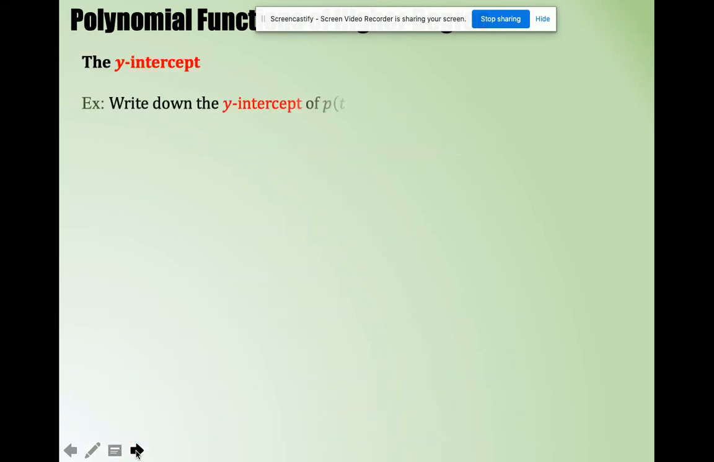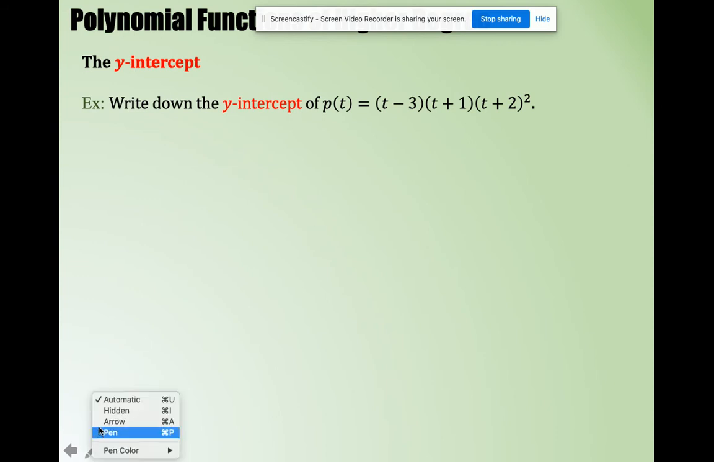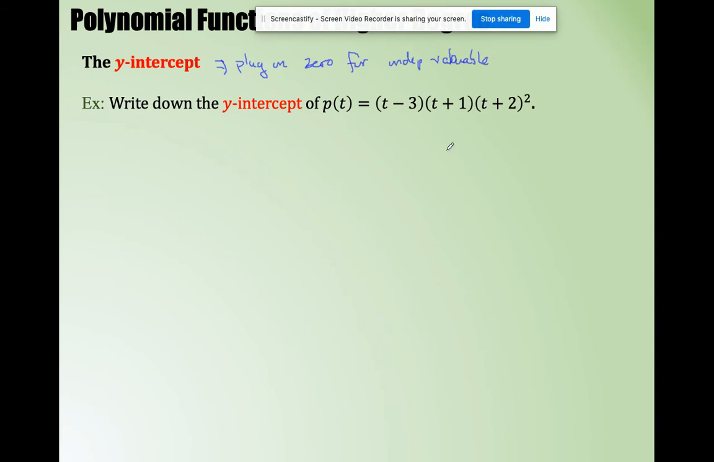Oh, that y-intercept. Y-intercepts are, right, anytime, any place, anywhere. How do you get a y-intercept? You plug in 0 for the independent variable. But let me tell you how many kids are tempted to multiply this all out to get the y-intercept. Please don't. Just replace t with 0.